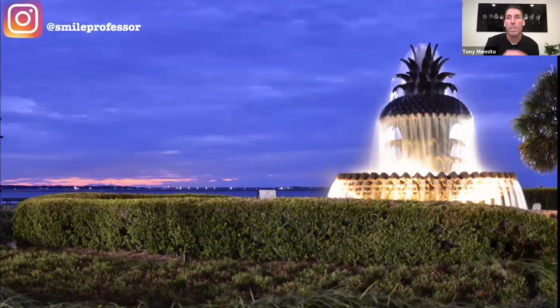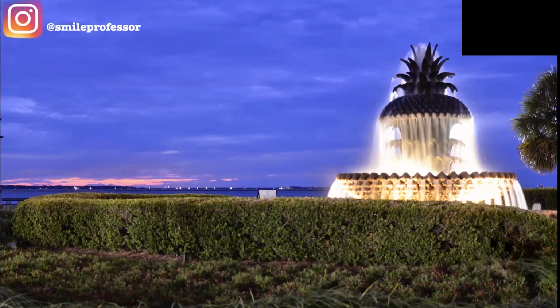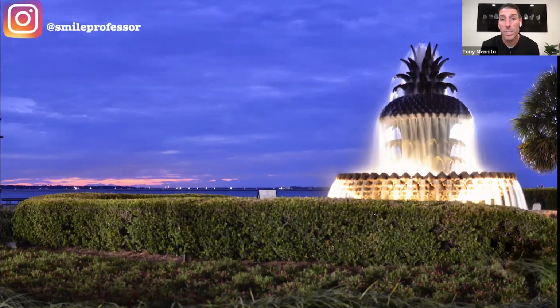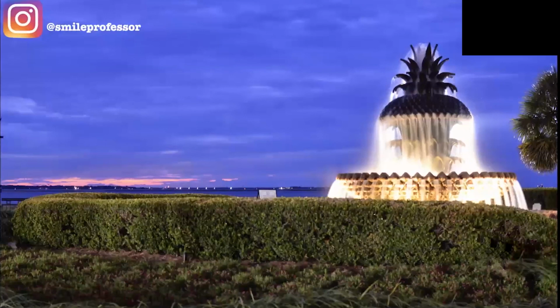By the way, this is downtown Charleston. I love dental photography. Almost all the pictures in that presentation are mine. I love to take photographs. This is the Pineapple Fountain in downtown Charleston. If you ever get a chance to visit Charleston, absolutely take it. It's a beautiful town, beautiful town.